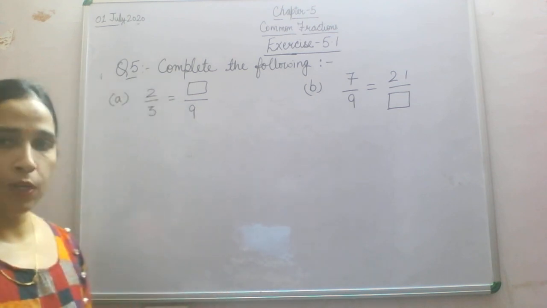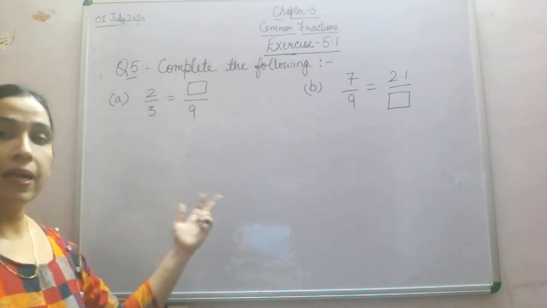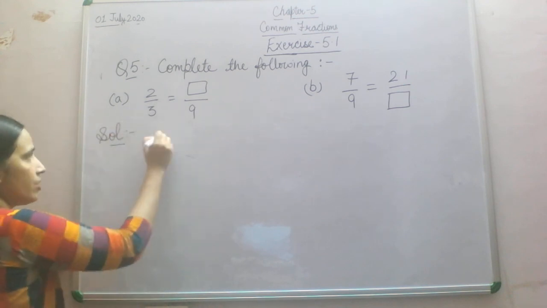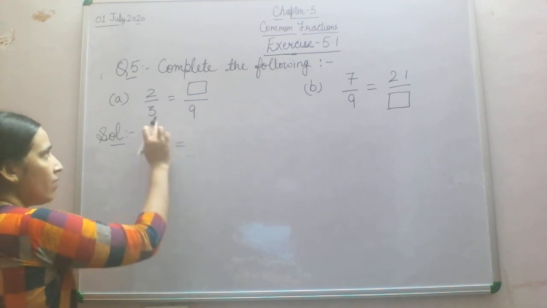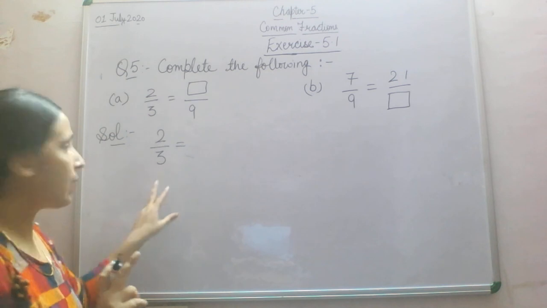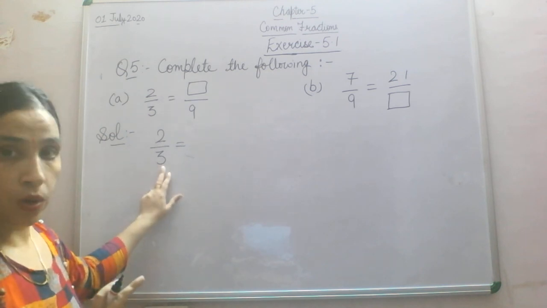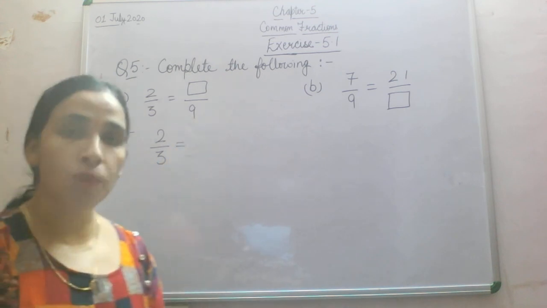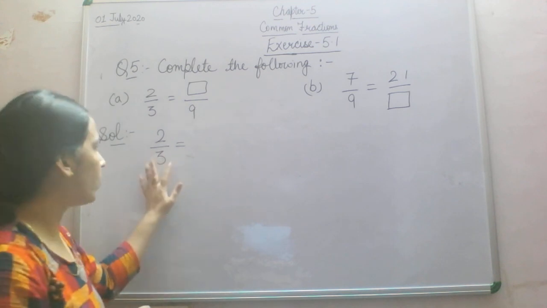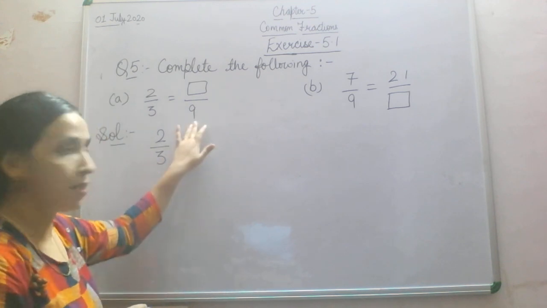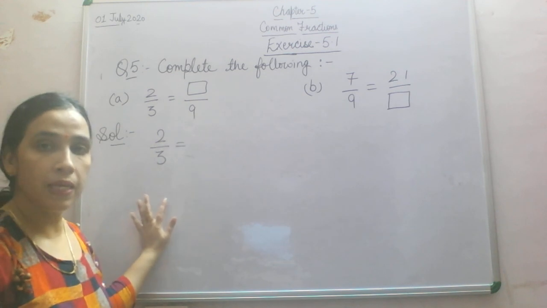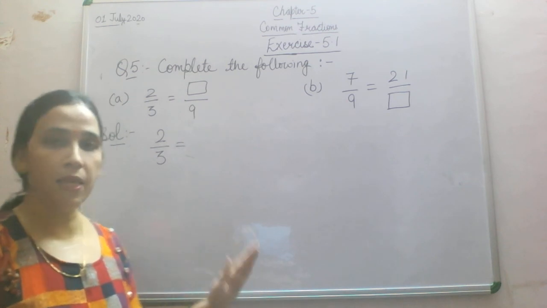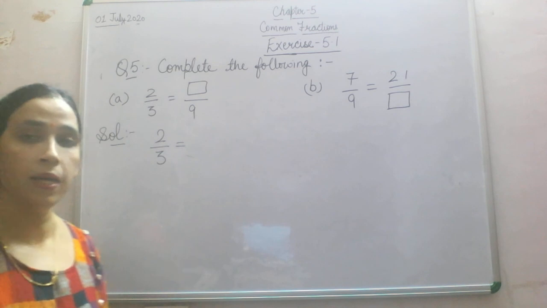Fine. So what we will do, straight away you will not write the answer. We will write here solution, and we will write the given fraction 2 by 3. Now you have to find out by which number you will multiply this denominator, because here in the finding one you have been given the denominator. So we are going to see the denominator only, that by which number we will multiply 3 to get 9. 3 threes are 9. It means the numerator will also be multiplied by 3.